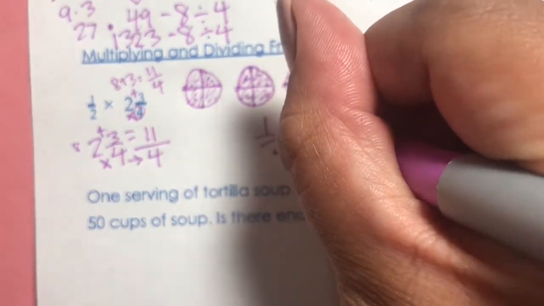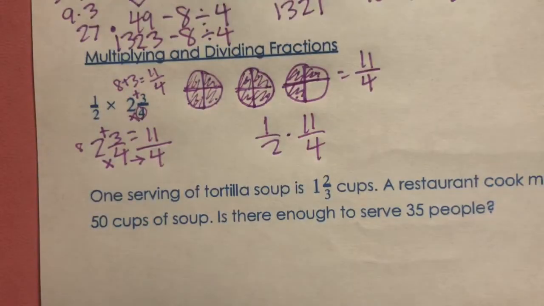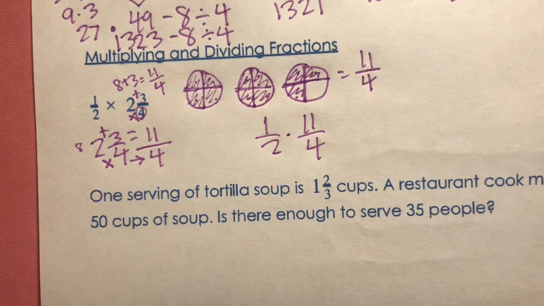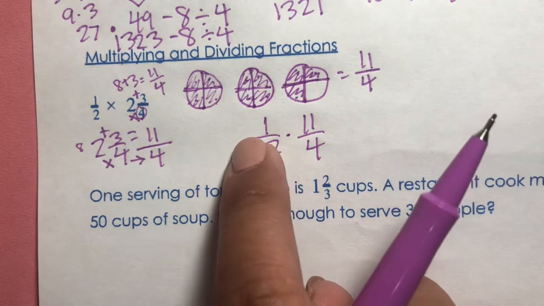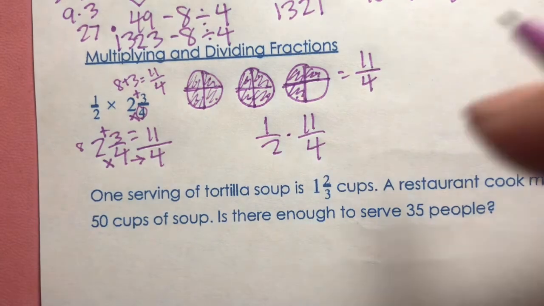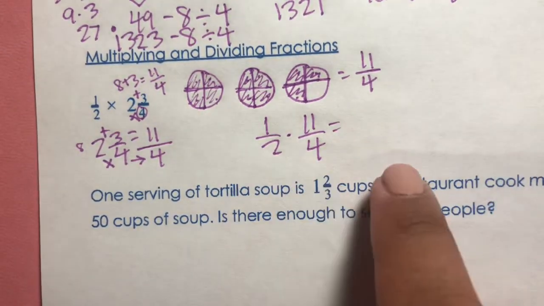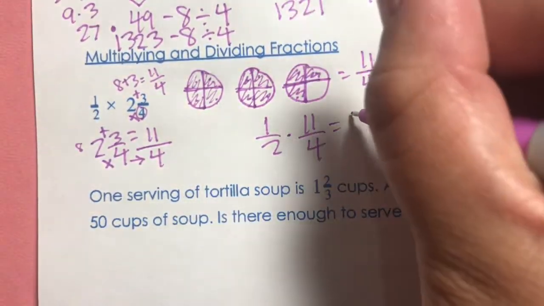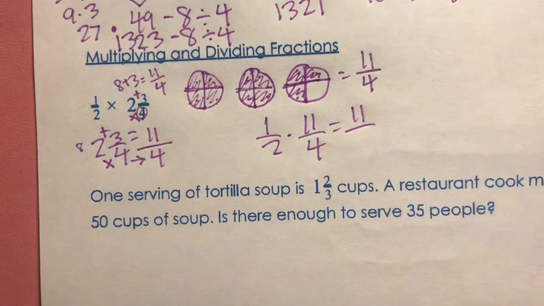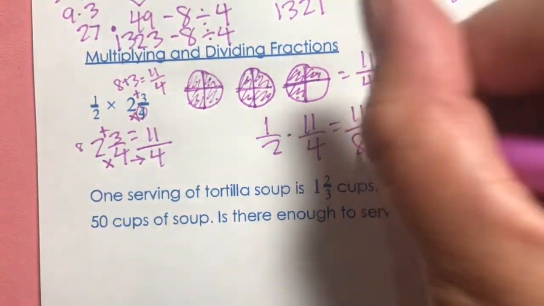So 1/2 times 11/4. And I love multiplying fractions because it's really easy. All you have to do is just multiply across. You don't have to do any extra work. You literally just multiply the numerators together, and that's your numerator, and you multiply the denominators, and that's your denominator. So 1 times 11 is 11, and 2 times 4 is 8.